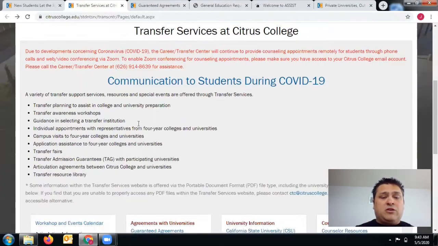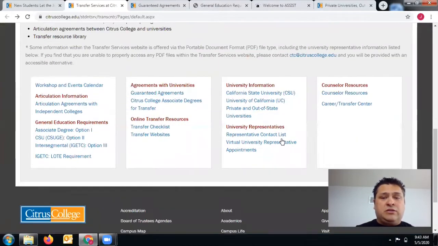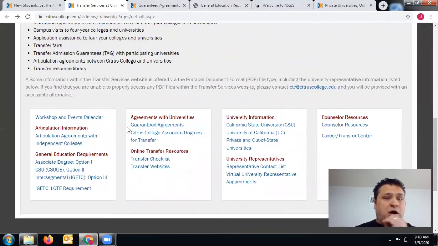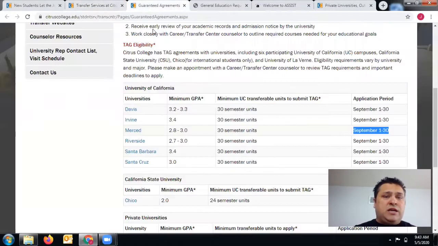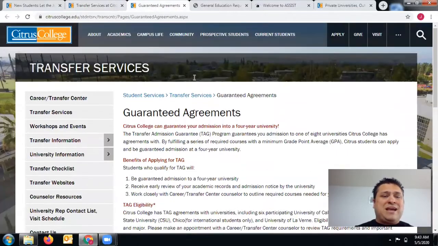All of these are going to be linked down at the bottom here in these link sections, but I already have them up on the web pages, so we're going to use that, but you can get those links at the bottom of the web page for Citrus. So if we go to our guaranteed agreements, our transfer admission guarantee agreements, these are agreements between the community colleges and certain four-year public universities.